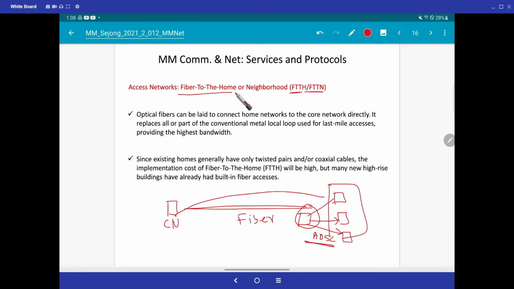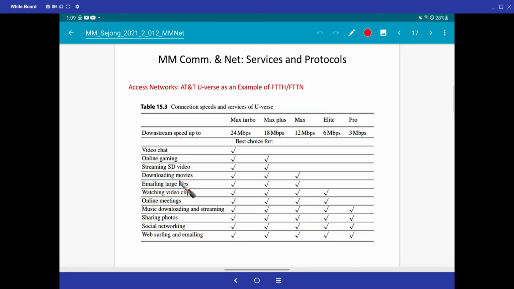Definitely most of the buildings are old, so maybe we don't have proper infrastructure for that. But many new high-rise buildings have already built fiber access, so we can directly use fiber to the home. And this fiber to the home is not just theoretical, it's also practical. For example, American AT&T has something called the U-verse service. This is an example of FTTH or FTTN, with different kinds of connection speeds and services provided.